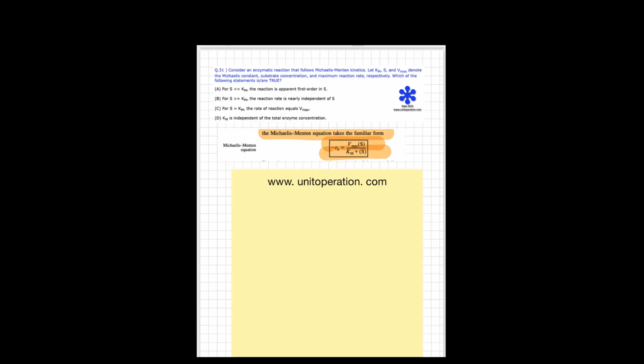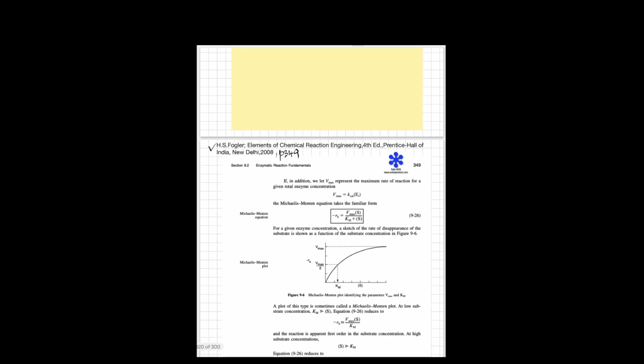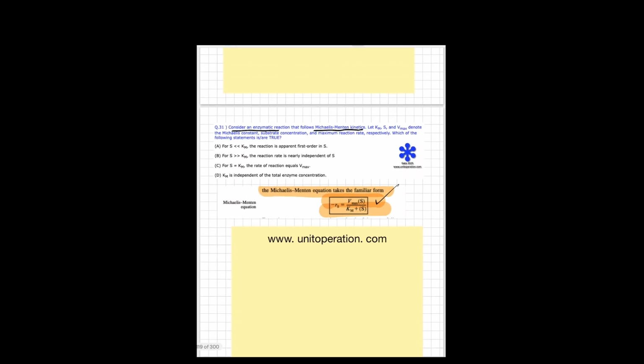Question 31. Consider an enzymatic reaction that follows Michaelis-Menten kinetics, where this is the equation for Michaelis-Menten kinetics, and this is taken from Fogler. So this is the equation, and this is a plot where Vmax, S, and Km are constants as given here. Km is the Michaelis constant, S is the substrate concentration at any particular point of time, and Vmax is the maximum reaction rate.